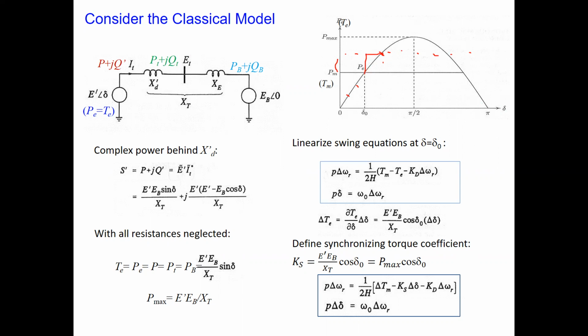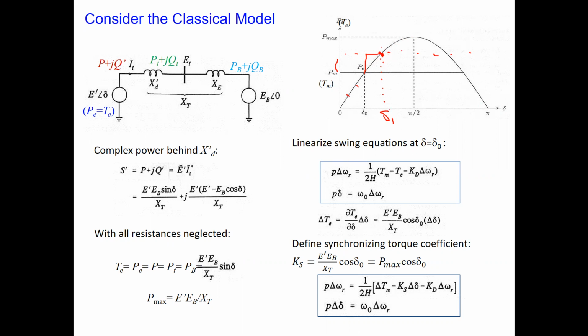And then on the PE curve, what you have is this intersection. So if you increase the turbine power, you have an increase in the angle here. So the new operating point will be this one here.